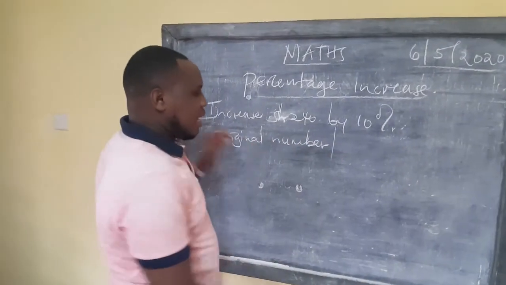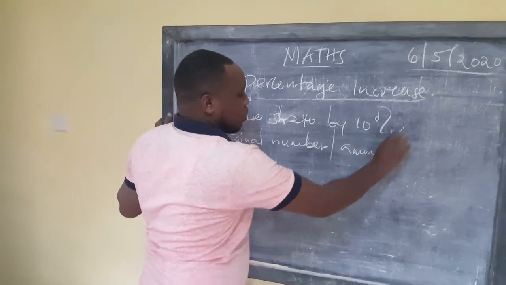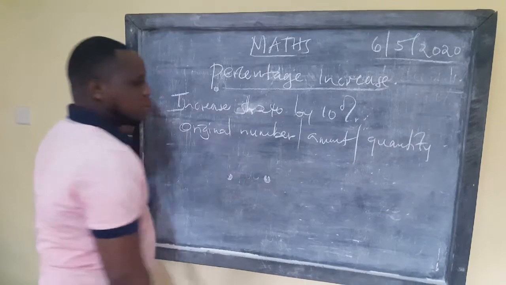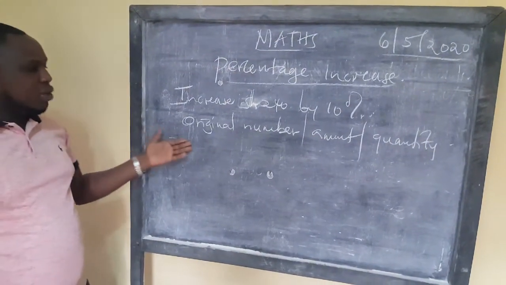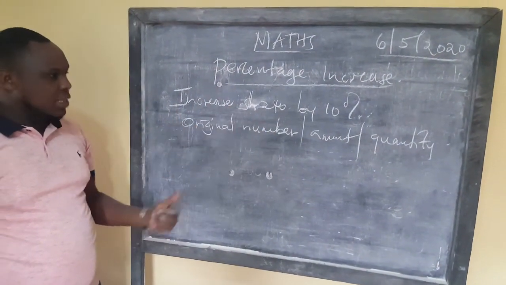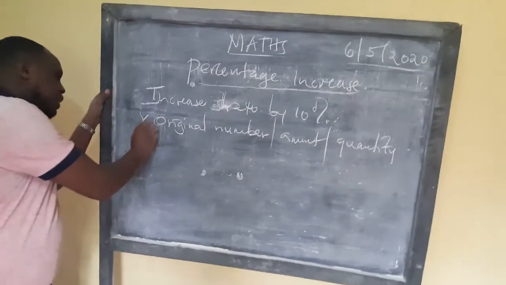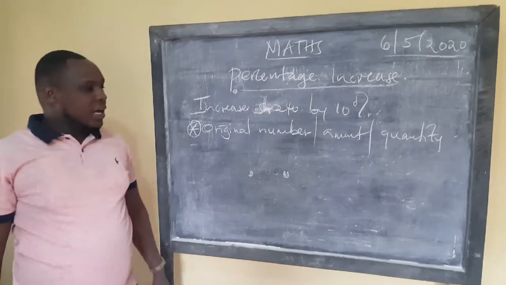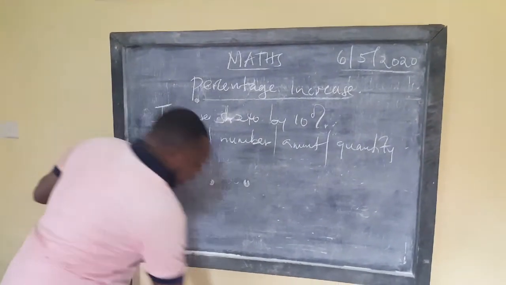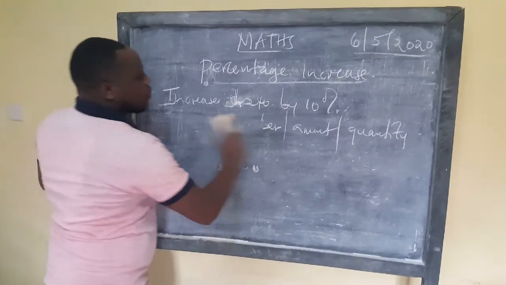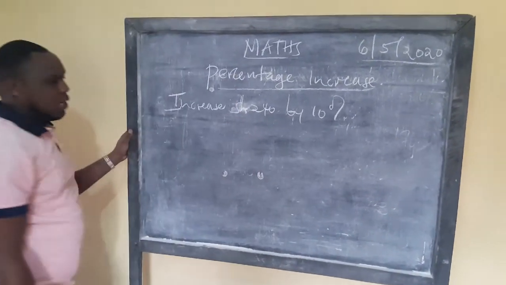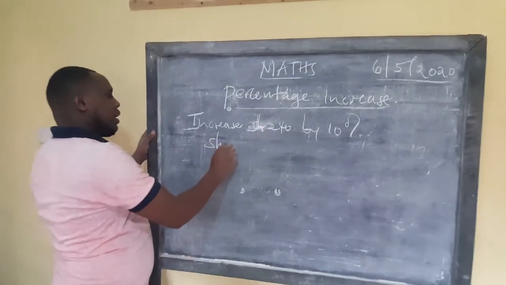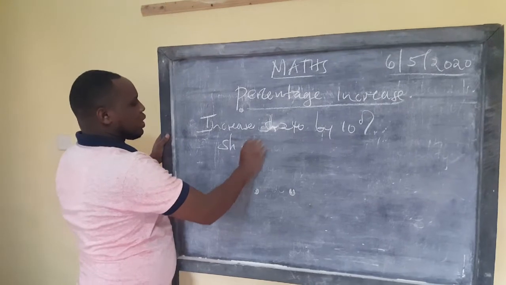It can be an original number, amount, quantity, or anything that will be given as the original. So this is very, very important. After you identify this is when you can increase this by the percentage. Now in our case here, our original is an amount. So our original number, in terms of money, is 240 shillings.